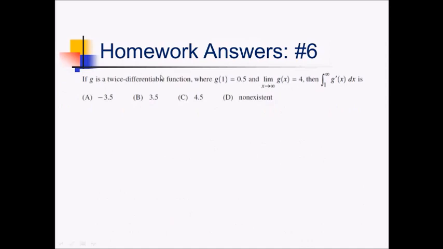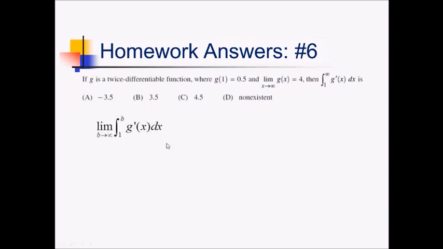On this problem, g is twice differentiable. g of 1 equals 0.5, and the limit as x approaches infinity of g of x is 4. Based off of this, we want the integral from 1 to infinity of g prime of x dx. This is an improper integral since we're going to infinity, so I'm going to rewrite this with a limit as b approaches infinity of the integral from 1 to b of g prime of x dx.